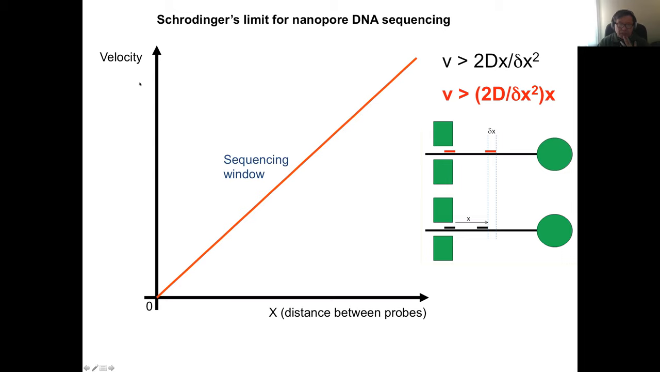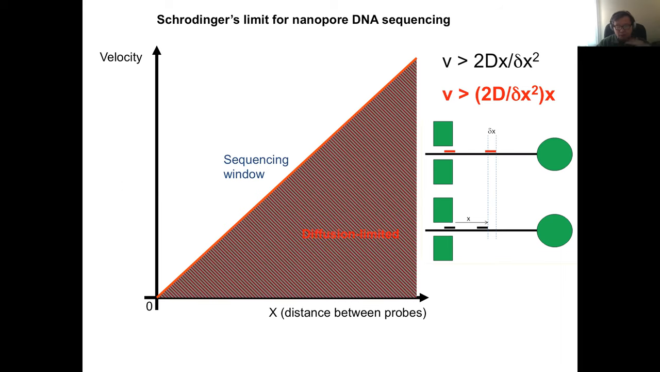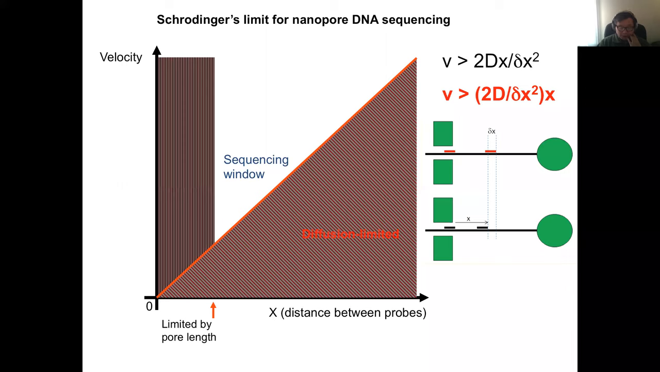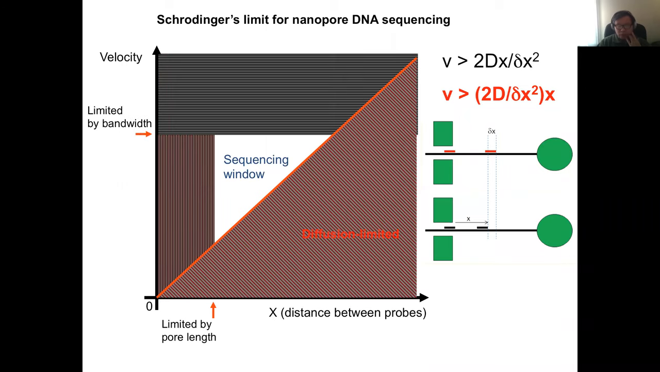If we want to design a DNA sequencing machine, okay, we have to turn what I call the Schrödinger's criteria for DNA sequencing into something that we can control. One is the velocity, the other is the spacing, okay? And D is the diffusion constant, delta X basically is the one nucleotide spacing. So if we plot this into a working phase diagram, the Schrödinger inequality basically says that half of the space is blocked by diffusion. Okay, then the other half is also not fully available to us because one part is controlled by pore length, the other one is controlled by the bandwidth of the electronics, which cannot be too fast, okay? So basically then our window is pretty reduced.